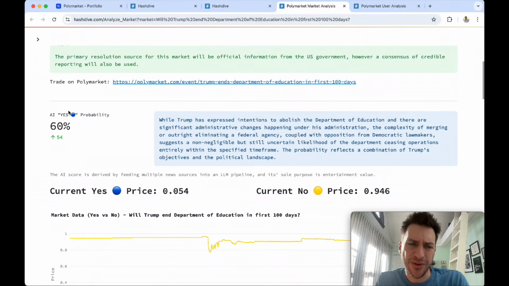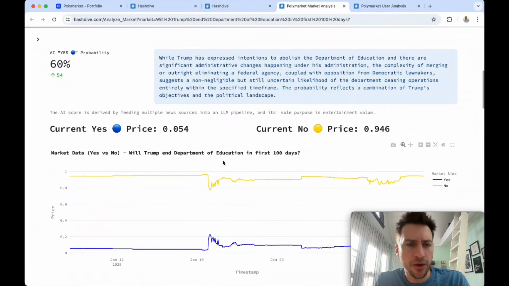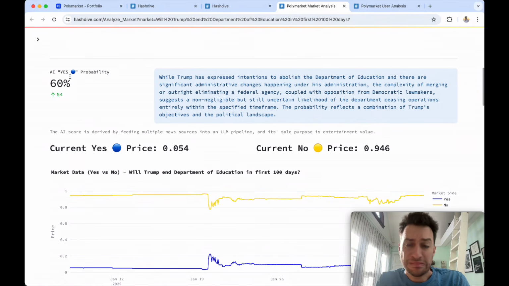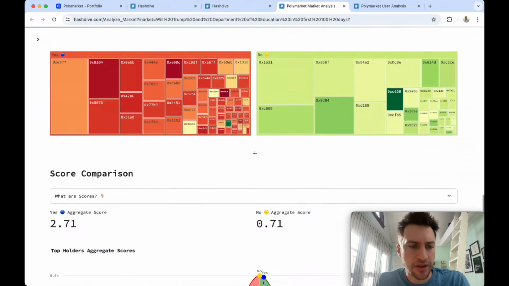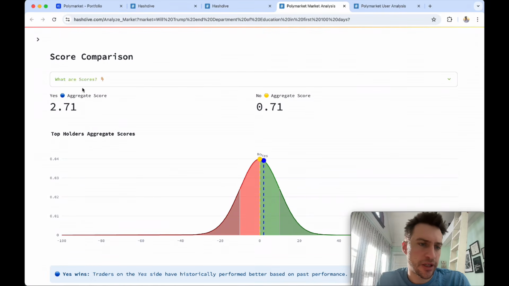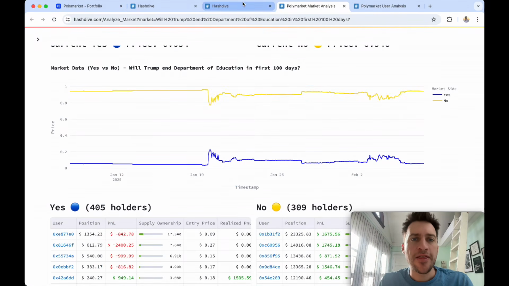So yeah, again, ignore this. That's irrelevant. I don't know why it's giving a 60%. Just ignore that. But the no people definitely have a lot of money, as you can see here, and really not that much difference of a score. That is it for Hashdive.